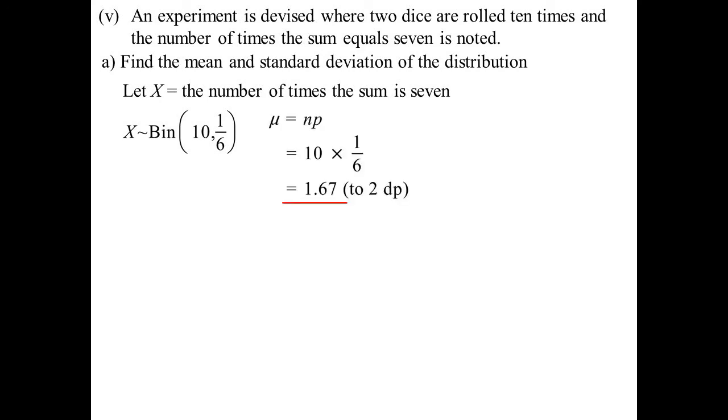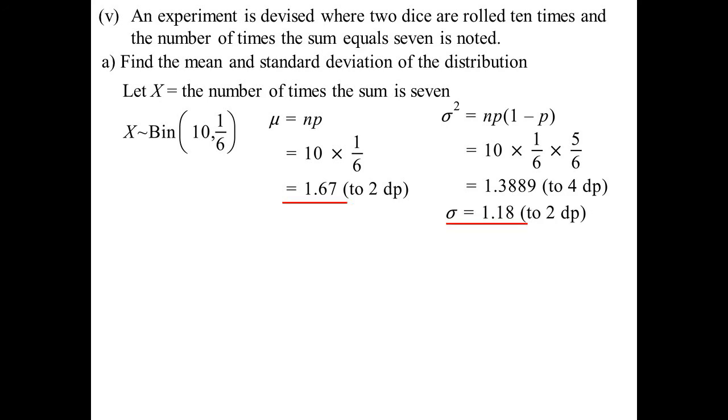So our average is n times p, 1.67. And variance is 1.3889. So deviation 1.18. Now, these are the more likely type of questions. As I say, don't panic about that derivation that I did earlier. That was just me having fun.